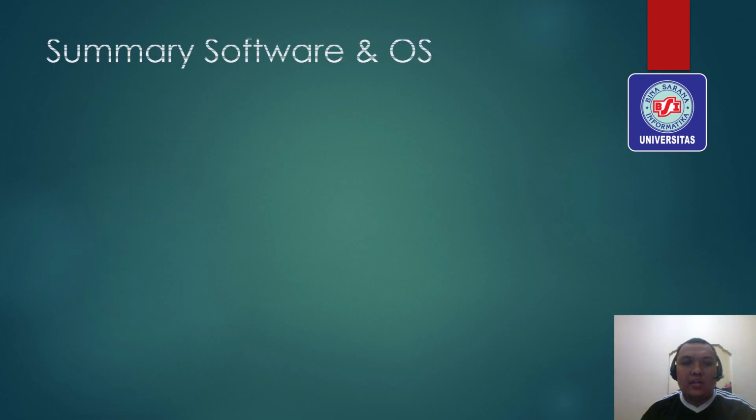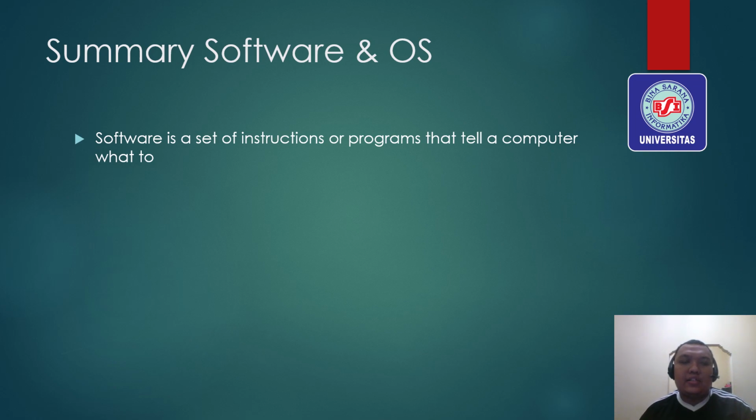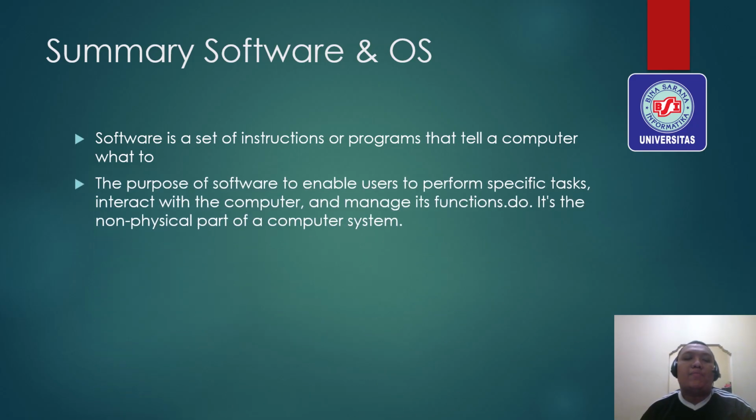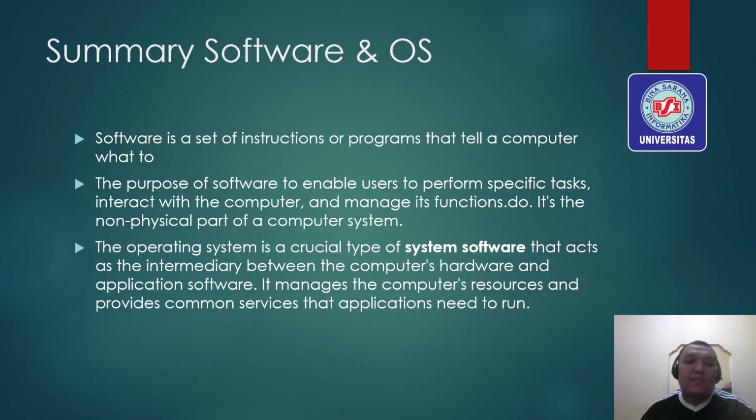Next is the summary of software and OS. Software is a set of instructions or programs that tell the computer what to do. The purpose of software is to enable users to perform specific tasks, interact with the computer, and manage each function. It is the non-physical part of the computer system. The operating system is a crucial type of system software that acts as the intermediary between the computer's hardware and application software. It manages the computer's resources and provides common services that applications need to run.